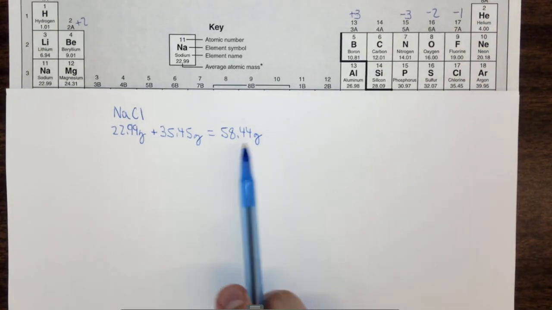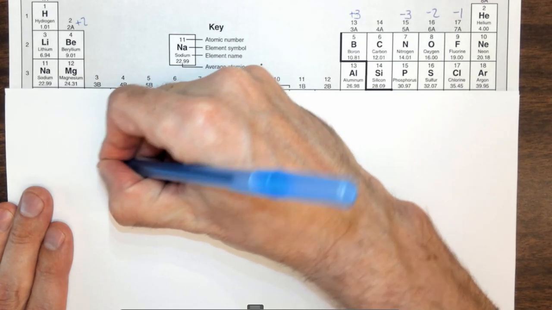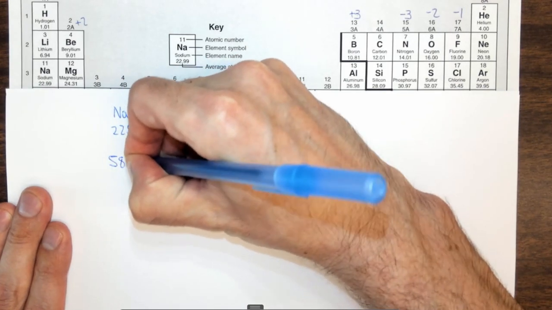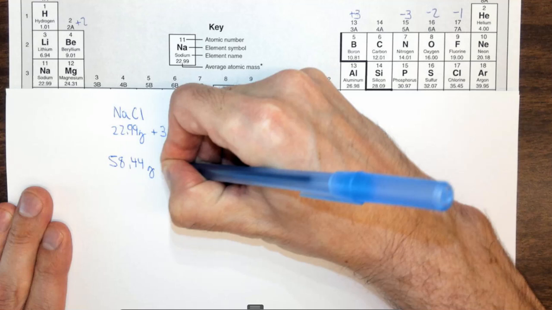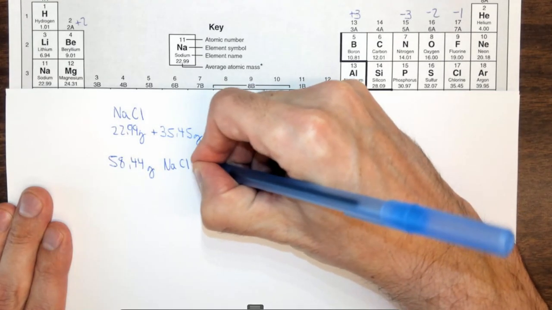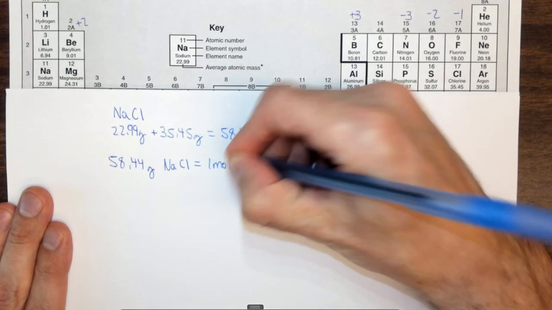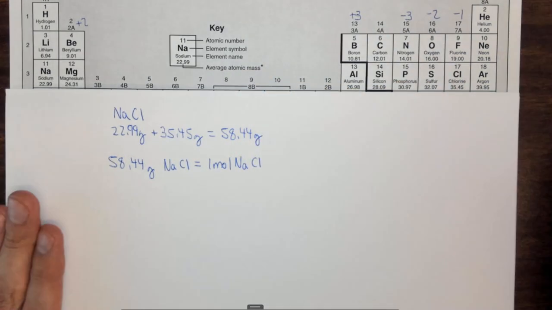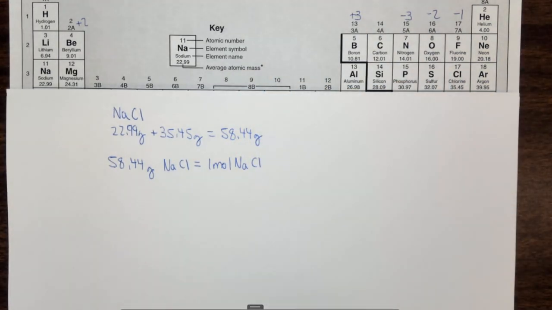We can write this as an equality. 58.44 grams of NaCl equals 1 mole of NaCl. So this is our equality between grams and moles.